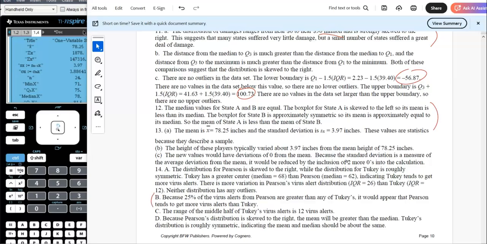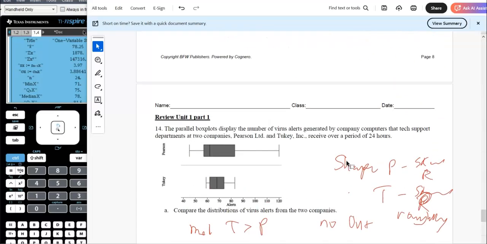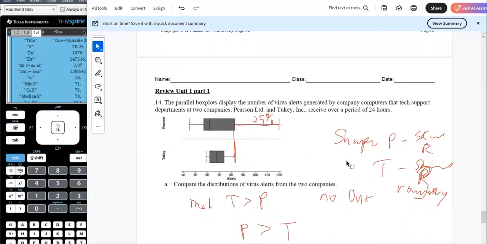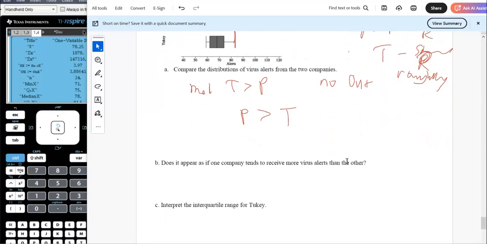Because 25% of the virus alerts from Pearson are greater than any of the Turkeys, it would appear that Pearson tends to get more. So, yeah, if you think about it this way, it's definitely one way of going here. 25% goes from here to here. All of that is greater than the biggest one for the Turkeys. So, yeah, you'd have to say that. Even though there's a lot that are lower, that's why I'm like, yeah, you can make an argument at least.